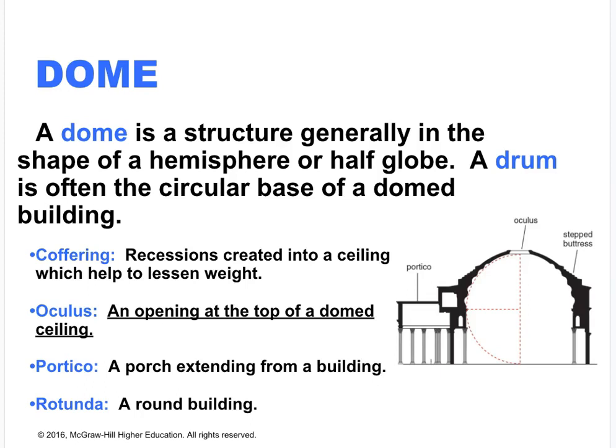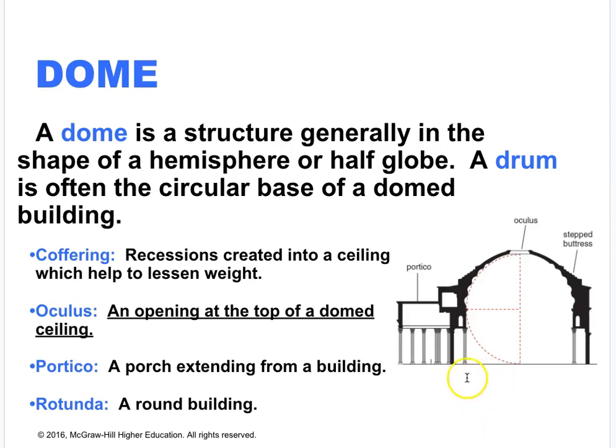The structure of some of the world's most famous buildings. A dome is a structure generally in the shape of a hemisphere or half globe, half ball. A drum is often the circular base of a dome building. So this is all built on the same concept, though, kind of similar to the arch. It's similar but different. And I hope you can look at these and think about how the weight of this is being distributed.